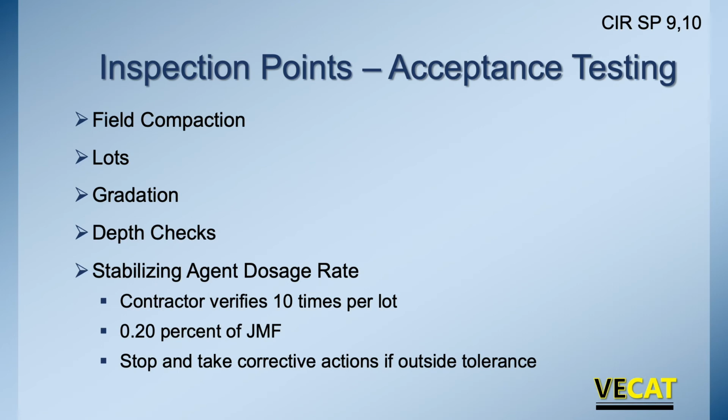Lastly, let's talk about dosage rates. Contractors verifying the dosage rates 10 times per lot. So you're going and you're looking for that stabilizing agent and you're recording how much foam binder is being added, how much emulsified asphalt. What's being added needs to be within 0.2% of the job mix. So if it calls for 2.9%, 3.1%, are you plus or minus 0.2 of it? And if not, you're outside, you need to stop and take corrective actions.